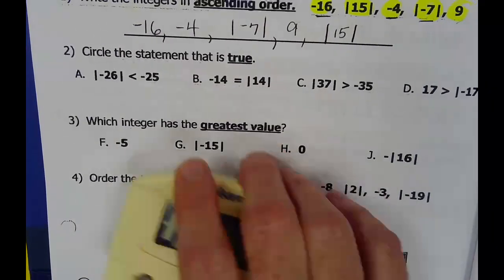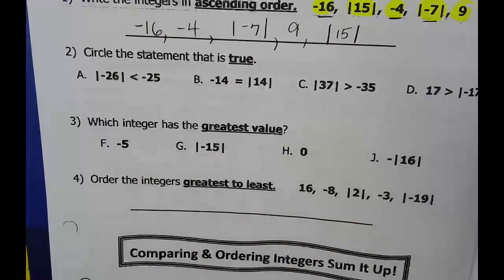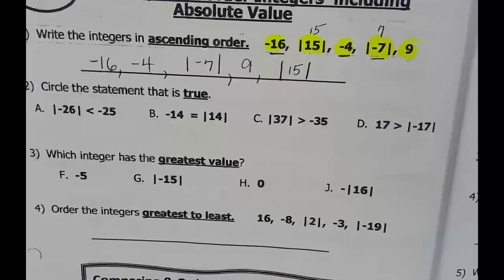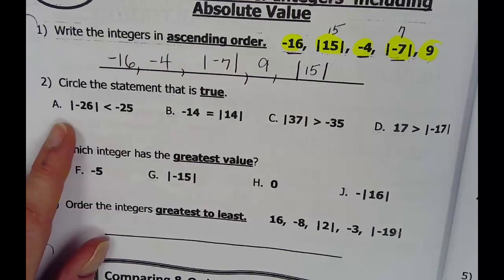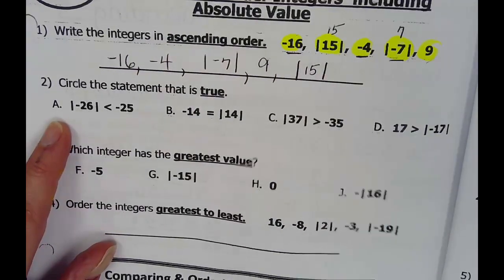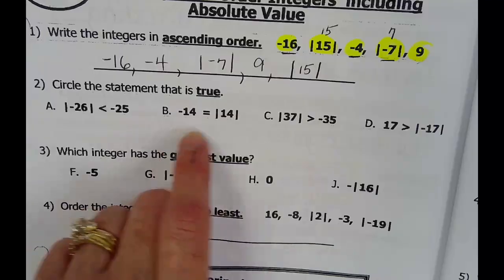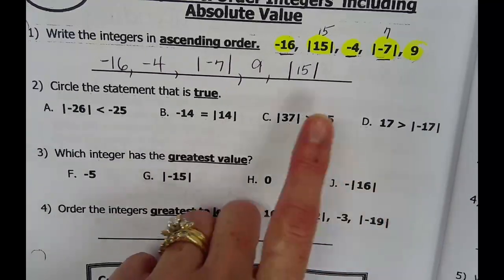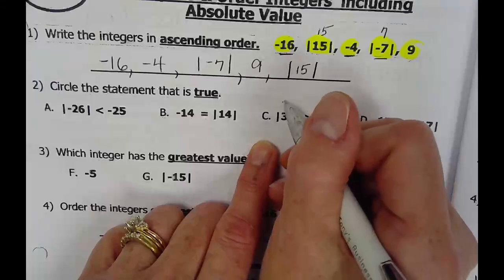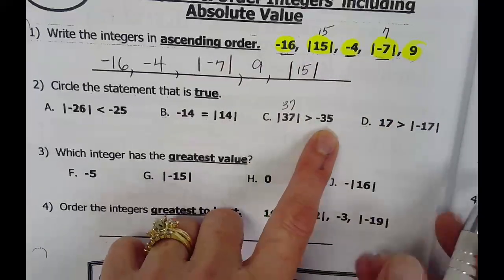Okay, so if you don't have your headphones, that's okay. You can get them at the end. We need to check this. So looking at number 2, we want to find the statement that's true. I had lots of people ask me, can we have more than one answer? Let's raise your hand for the one you think it is. Raise your hand if you chose A, B, C, or D. Okay, so C, that's going to be 37 is greater than negative 35.